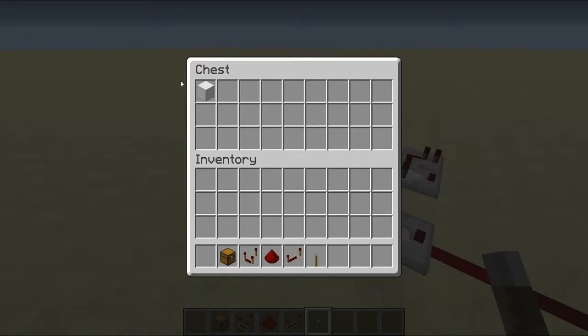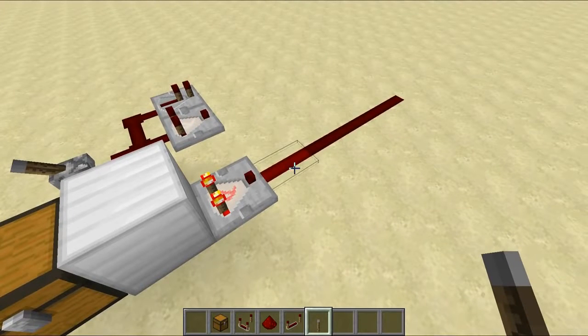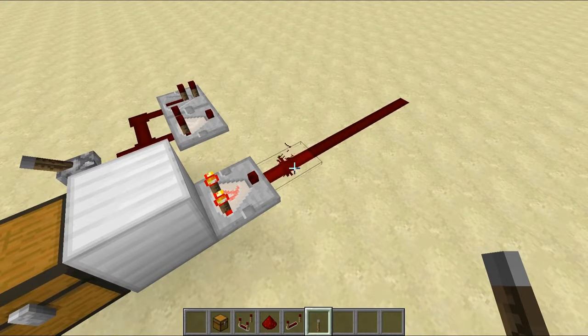So right here we've got ourselves a chest with 1 item on the inside, and that comparator is being powered by that chest and it's giving off a signal strength of 1. Now the way that it actually works out the signal strength is by using a mathematical equation.